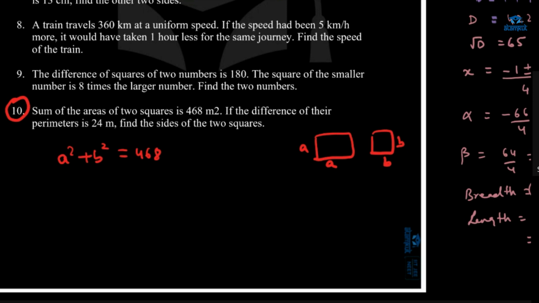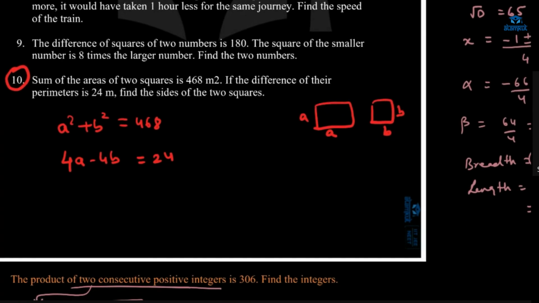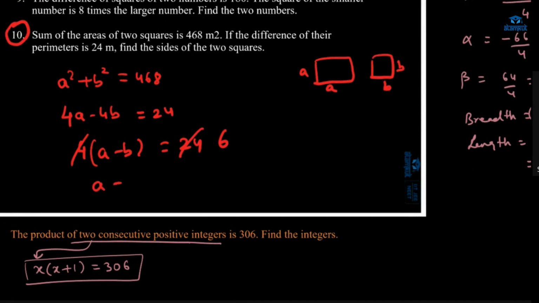If the difference of their perimeters. So what is the perimeter? Perimeter is 4a and 4b. So the difference of their perimeters, 4a minus 4b, is equal to 24 meter. Find the sides of the two squares. So it's asking about the sides, and we have two equations here. We can take 4 common: 4 times a minus b is equal to 24. It will get divided, a minus b is equal to 6. It means that a is equal to b plus 6.